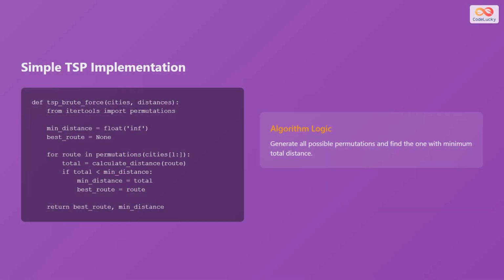Let's take a look at a simple Python code snippet that uses the brute force approach to solve the traveling salesman problem. The code generates all possible permutations of the cities and calculates the total distance for each route. It keeps track of the minimum distance found so far and the corresponding best route. While this method works, keep in mind that it's not efficient for large numbers of cities. It's useful for understanding the problem, though.